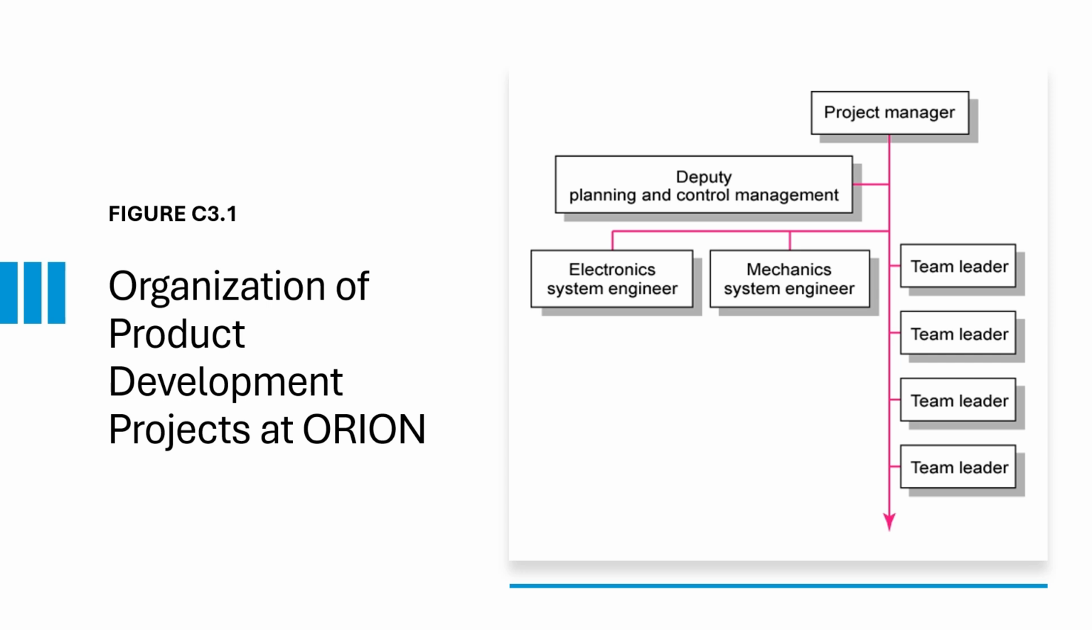They have both deputy level management and two system engineers specializing in the technical aspects. The team leaders work under the engineers and manage teams responsible for executing the project work on a day-to-day basis. This chart emphasizes a structured and specialized approach to managing complex product development, with a clear division of roles and responsibilities.